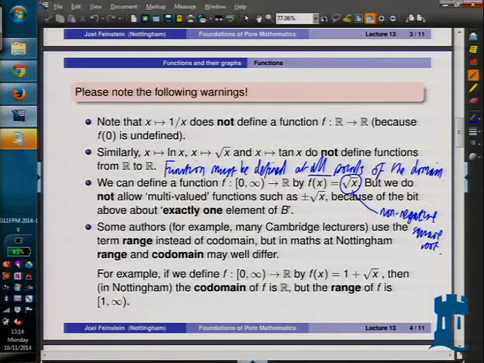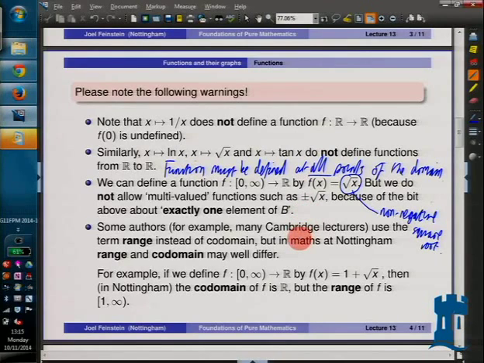That's a non-negative square root. But we're not going to allow, as I said before, plus or minus square root of x. You're supposed to choose one point in the codomain, not two. So you can't use plus or minus square root x.